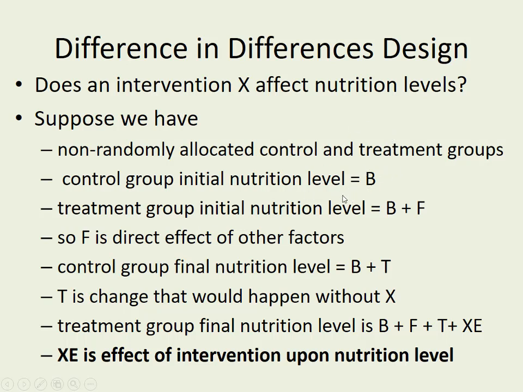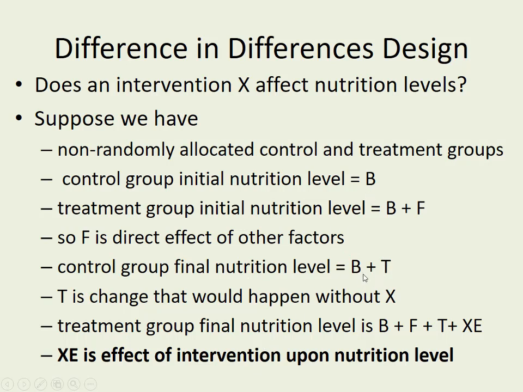What you need to measure is the control group's initial nutrition level, B. That stands for baseline. So the control group, what they start with, is the baseline. The treatment group, the ones that have chosen the golden rice or whatever, their initial status is defined as B plus F. So whatever you measure there is B plus F. And F, you're assuming, is the difference between the groups. F could be negative, if they start off worse, or positive if they start off better. So F is the direct effect of all the other factors until then that have meant that one group has a different baseline level of nutrition than the other.